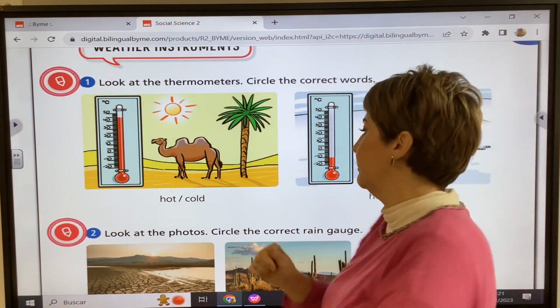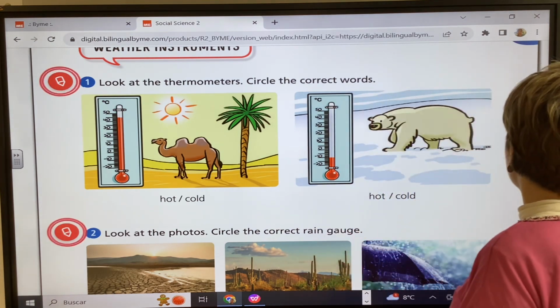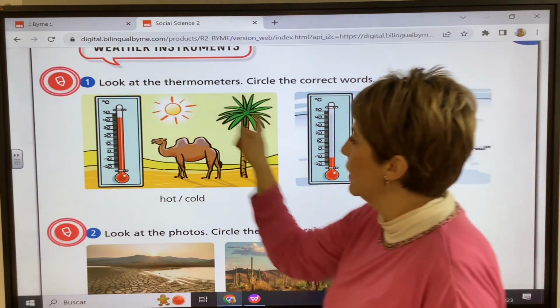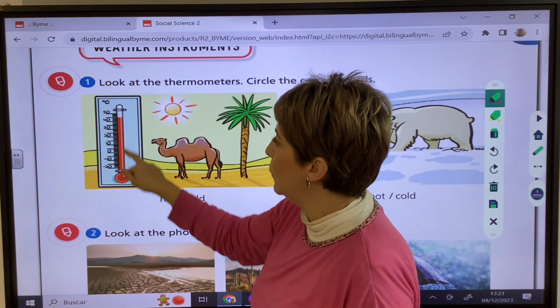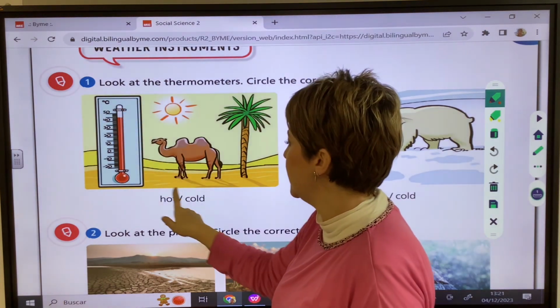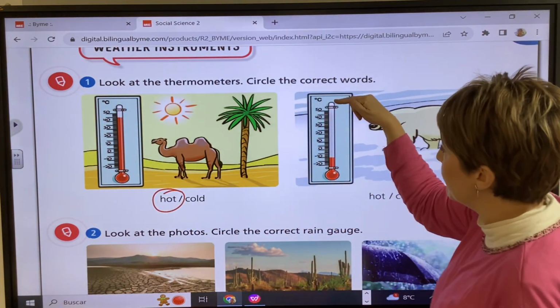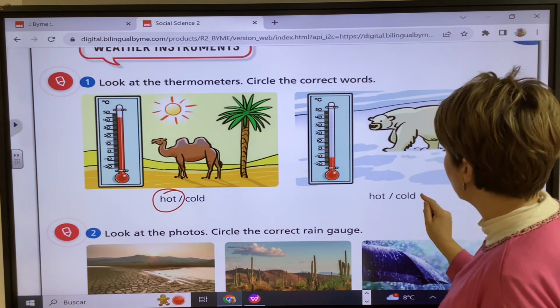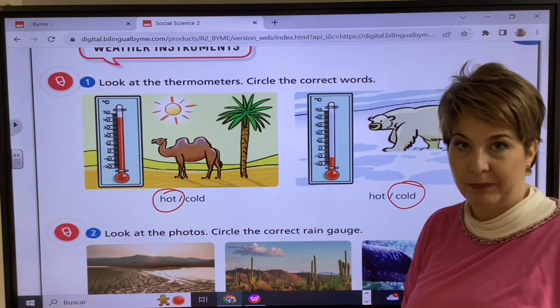Is that clear? Okay, so here we have to circle. It's very easy. Here, the mercury is up, so it's hot. And here, the mercury is down, so it's cold.